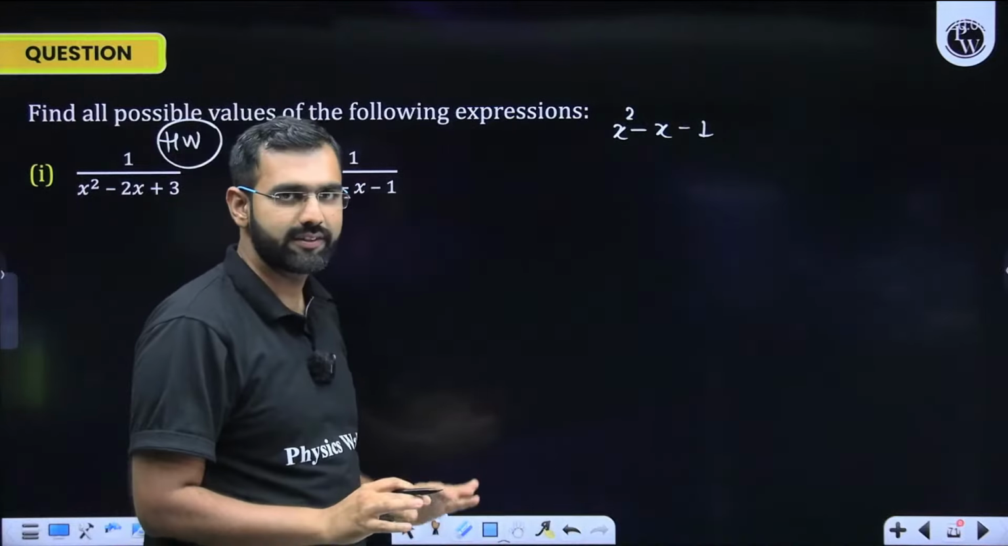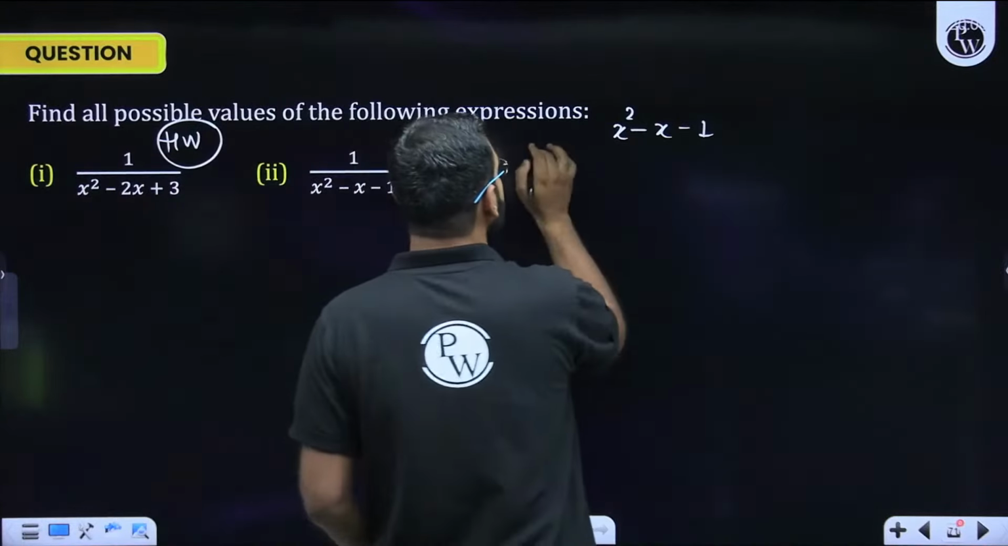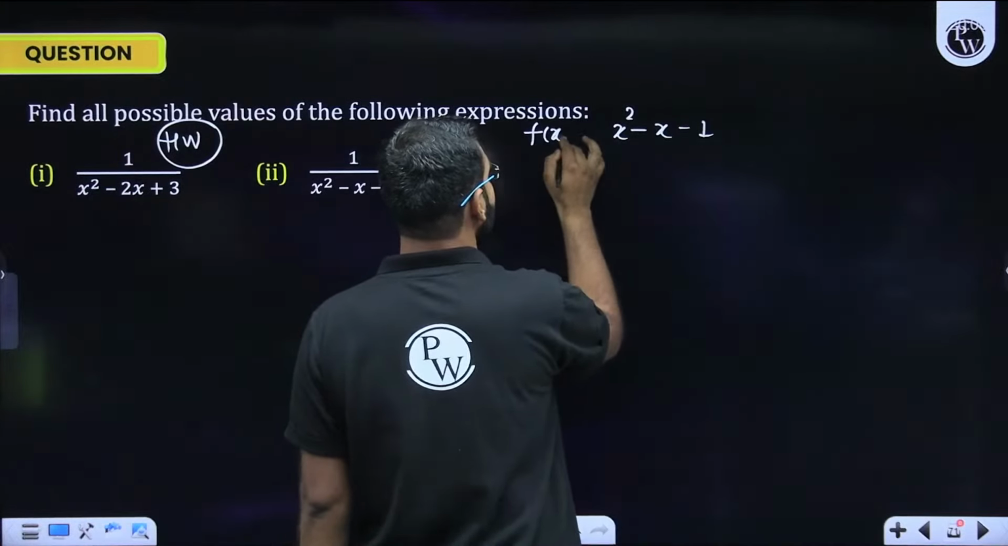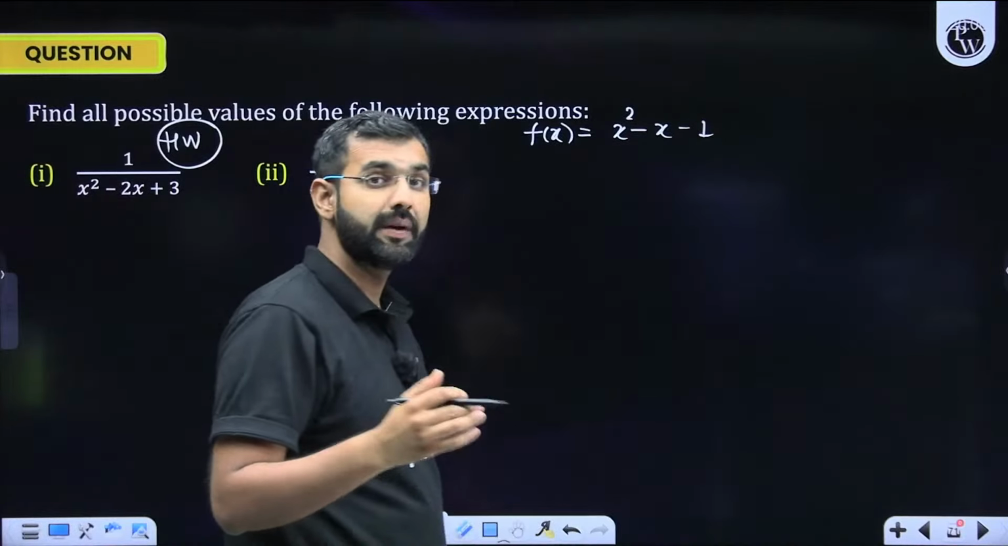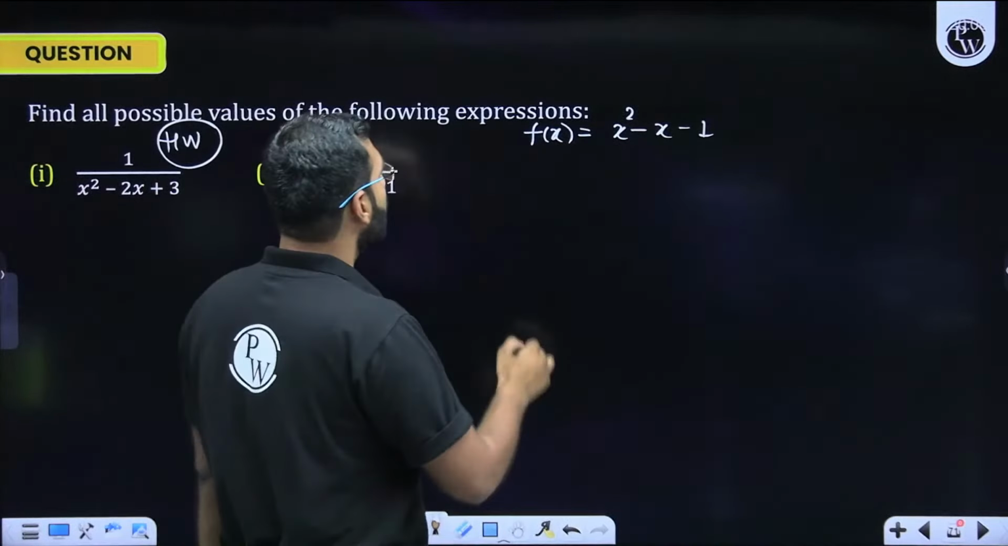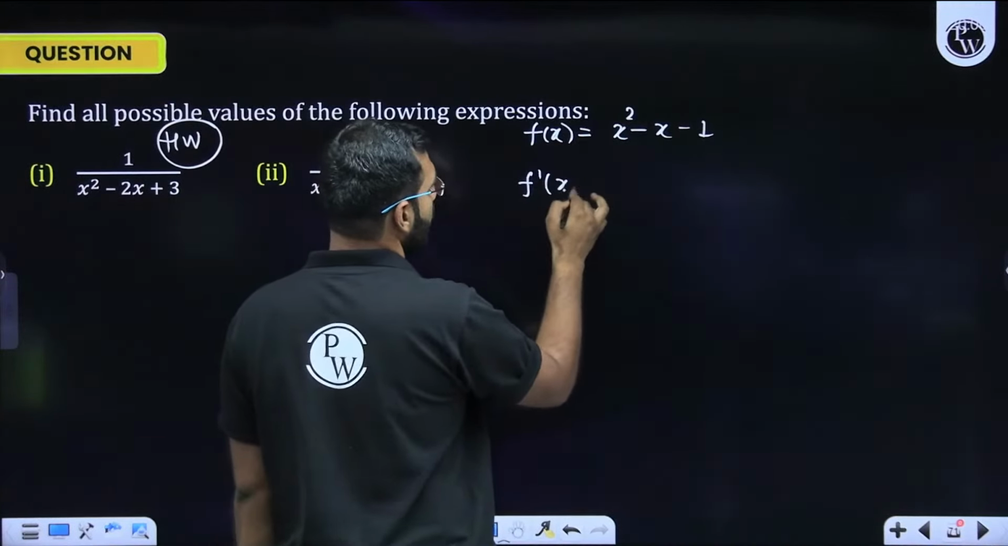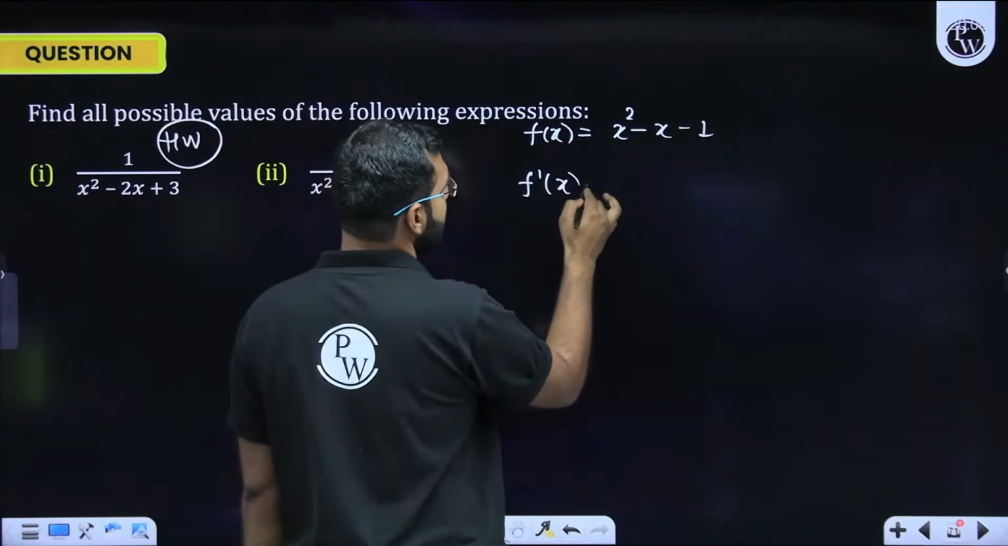Or if you are not understanding it, I'll use another method. Let's call it f of x for a while. Can we use application of derivatives, which you must have studied in physics as well? So what can you say about f dash x? I hope you can see f dash x is going to be 2x minus 1. So with that, you put it equal to 0 to find the critical points, and x is going to be 1 by 2. Everybody understood that?